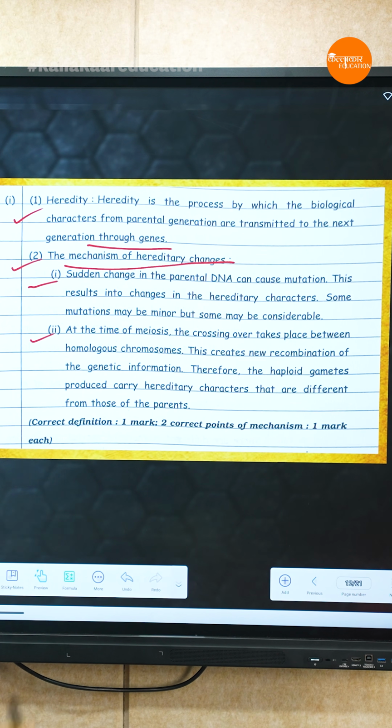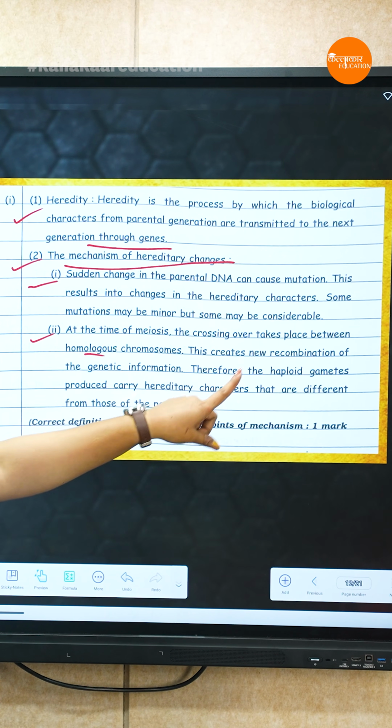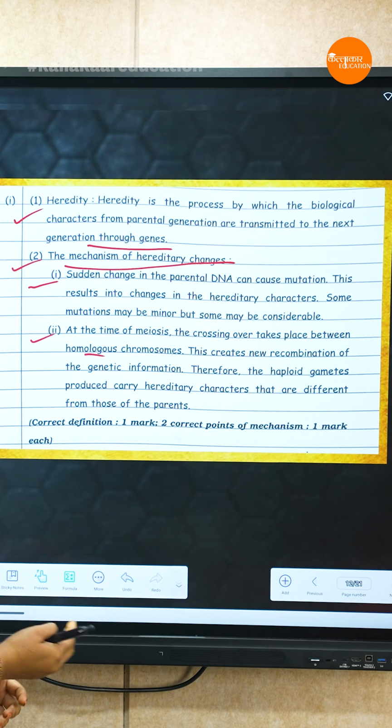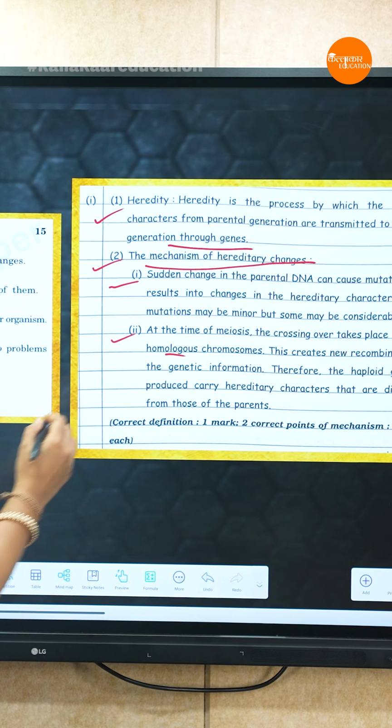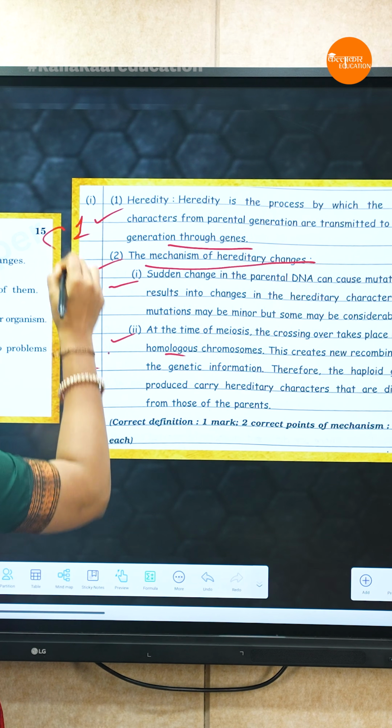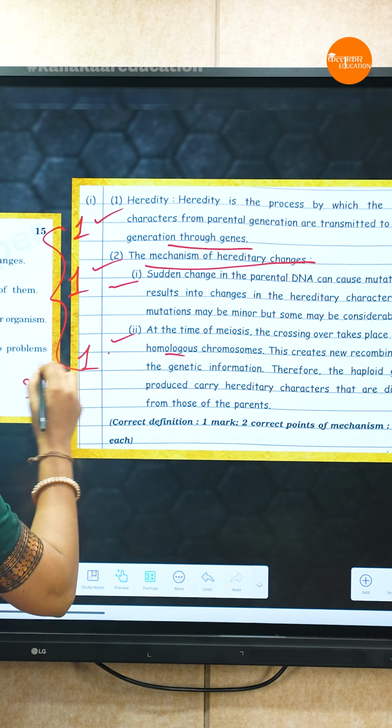And the next point: at the time of meiosis, crossing over takes place between the homologous chromosomes. Homo means same, and logous means location. This creates a new recombination of the genetic information. Therefore, the haploid gametes carry hereditary characters that are different from those of the parent. For this point you will get 1 mark. So 1 mark here, 1 mark here and 1 mark here. In total you will get 3 marks for this answer.